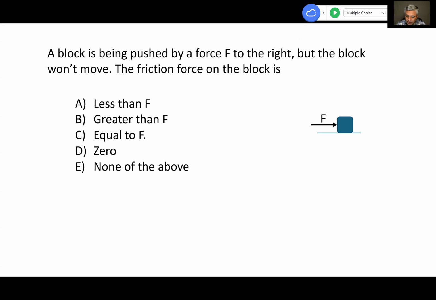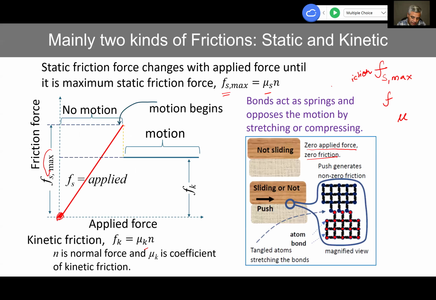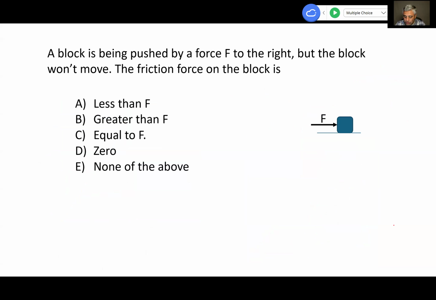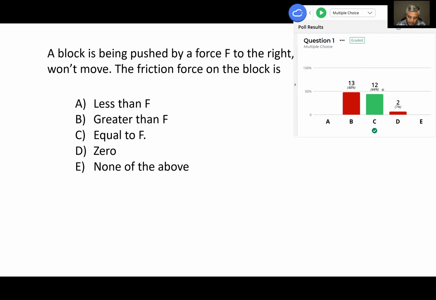But just like we talked about in the slide, applied force and static friction force: since it is not moving yet, it is static friction force. So that means they are always equal, just like I have written here. The applied force is equal to the static friction force. So that means C is the correct answer in this case, okay?